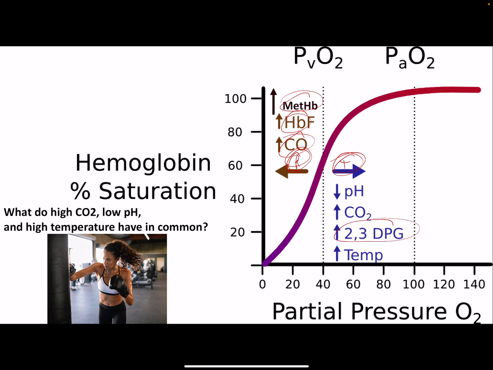2,3 BPG or DPG is just, if you go up in altitude, you create more of this. This is some negative thing that binds to positive amino acids within the hemoglobin and stabilizes the tense conformation. And now these 3 really go together.